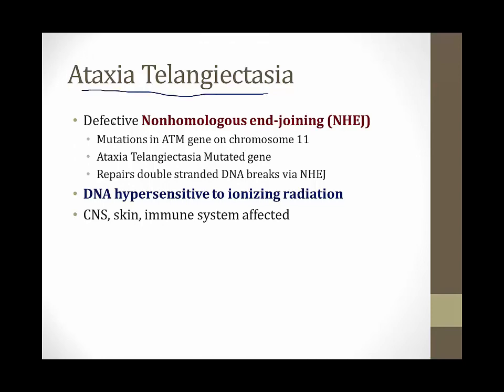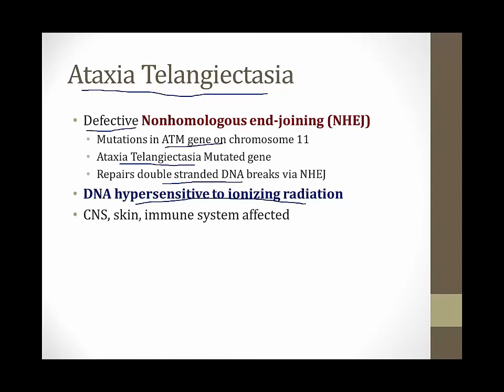This condition is caused by defective non-homologous end joining systems in cells. Patients with this condition are born with mutations of the ATM gene on chromosome 11. ATM stands for ataxia telangiectasia mutated gene, and this gene is responsible for repairing double-stranded DNA breaks via non-homologous end joining. As you can imagine, if you have dysfunctional non-homologous end joining systems, the DNA is very hypersensitive to ionizing radiations in patients with this condition.